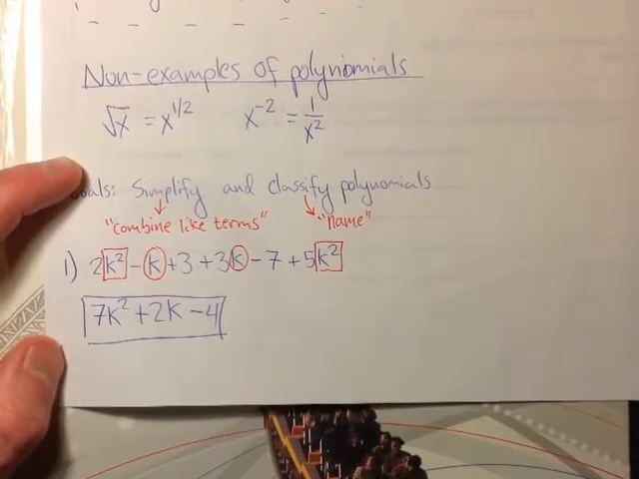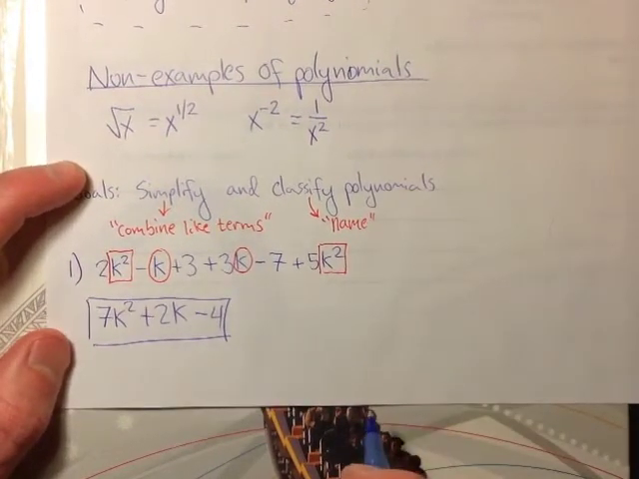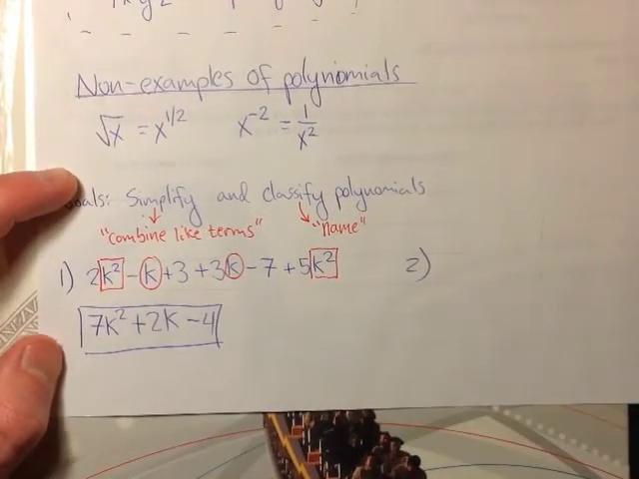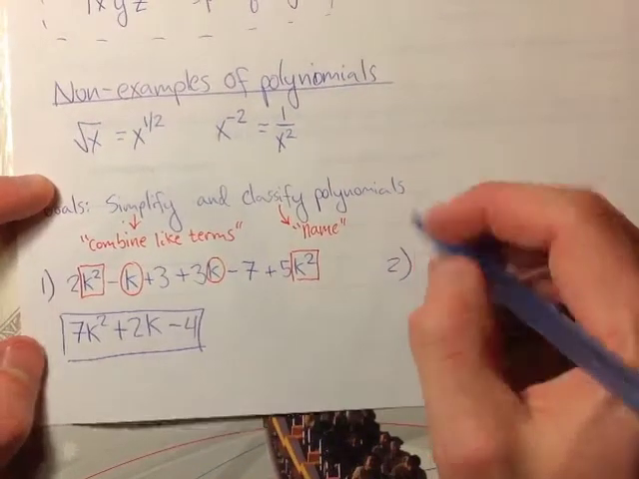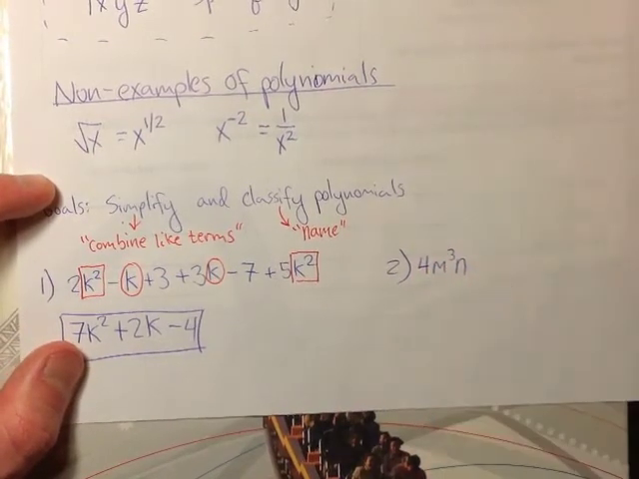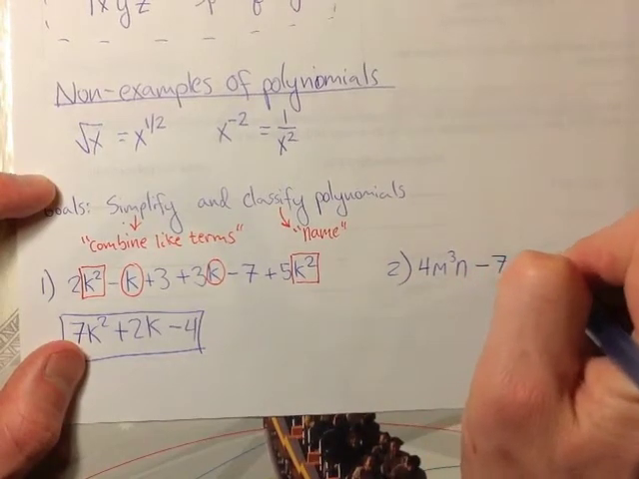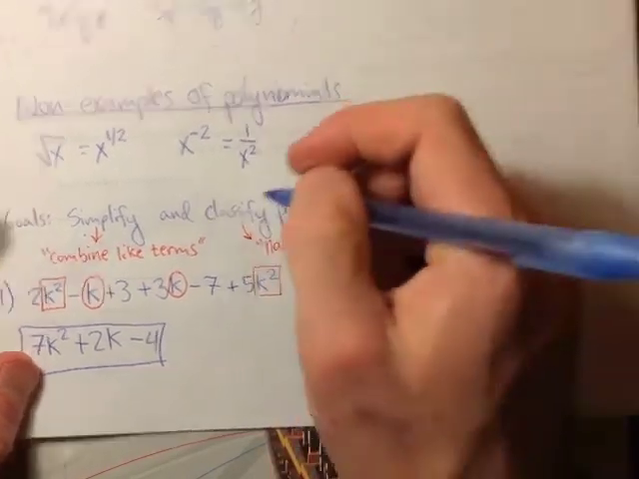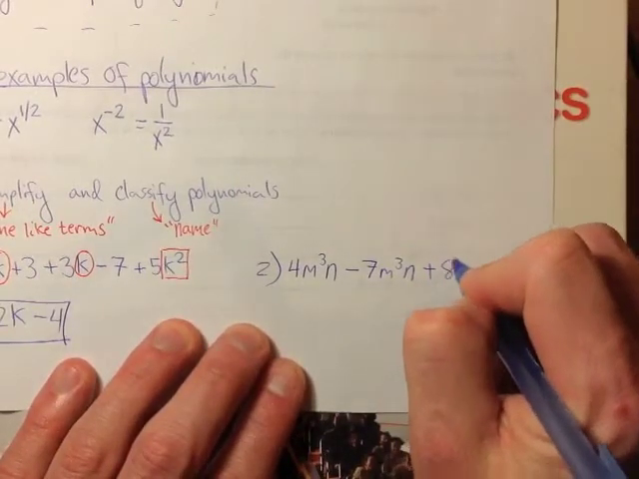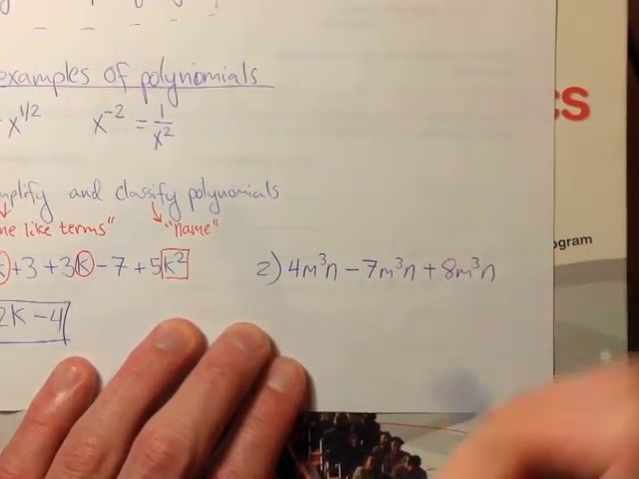Now let me give you another example. This is going to be a slightly more challenging example. How about this? 4 times m cubed times n minus 7 times m cubed times n plus 8 times m cubed times n. Oh my.